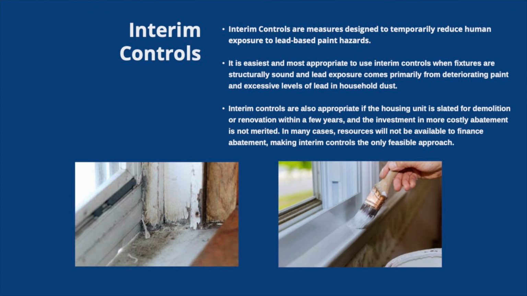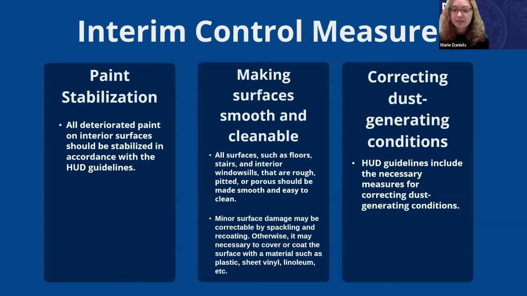So interim controls include a lot of pretty easy to grasp concepts, things that you would be looking for in this. Examples of that include paint stabilization. In paint stabilization, all deteriorated paint on interior surfaces should be stabilized in accordance with HUD guidelines. So think if you have any deteriorated paint in the home, that can even be as simple as repairing that deteriorated paint to make sure that it's not dusting and flaking and chipping into the environment and the atmosphere.